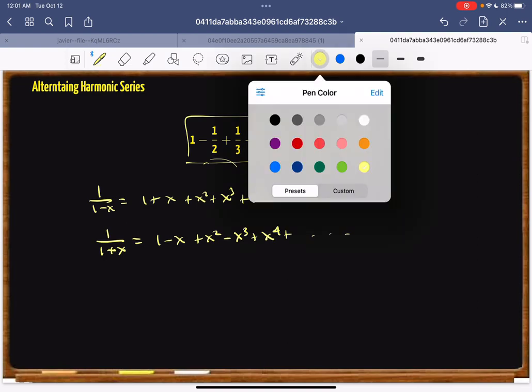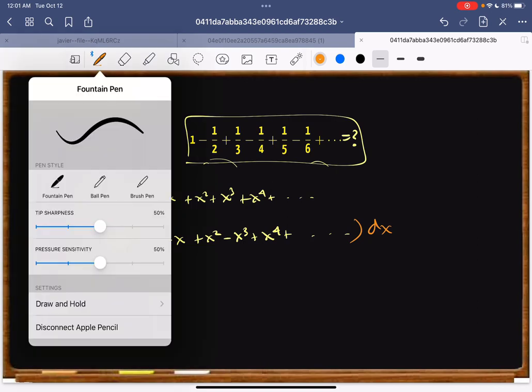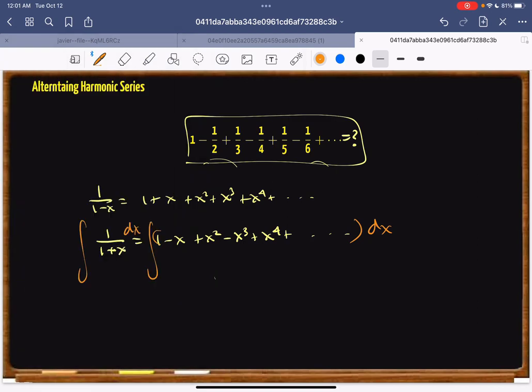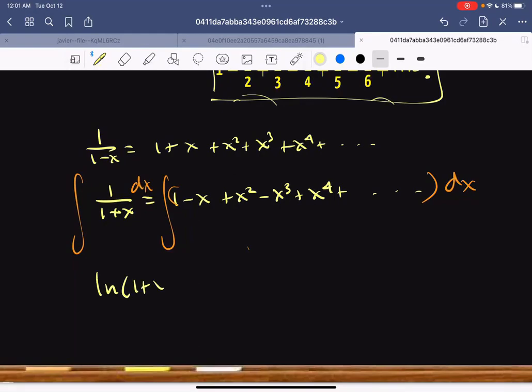We also know that we could go on and slap some integrals on these with respect to x, and that would tell us that ln of 1 plus x would be equal to x minus x squared over 2 plus x to the third over 3 minus x to the fourth over 4 plus x to the 5 over 5, and so on and so forth.